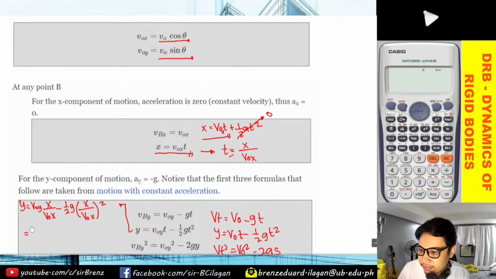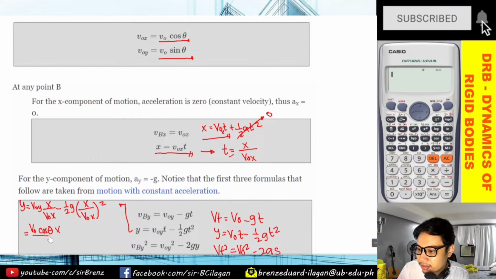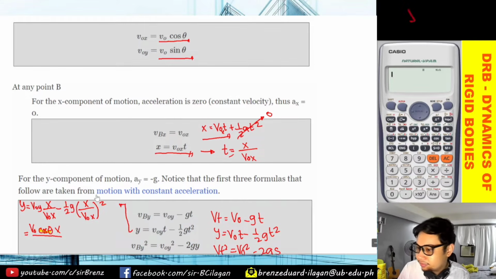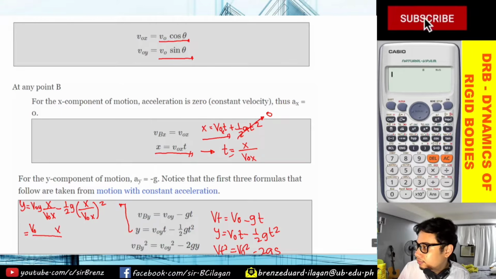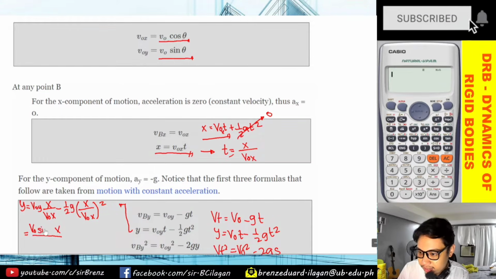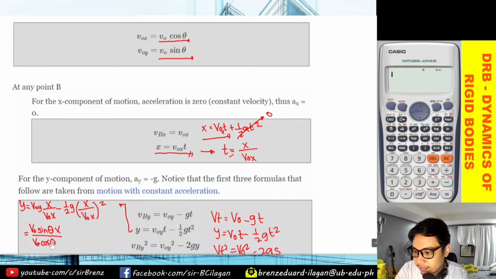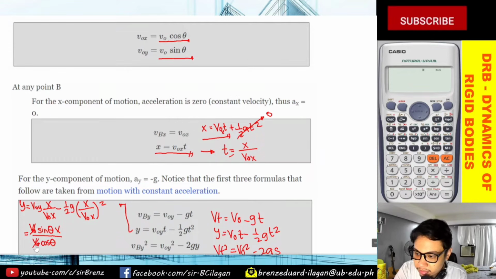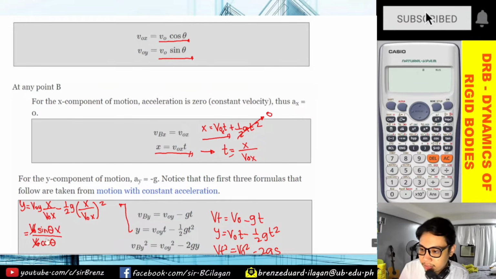Yung VOY magiging VO cosine theta, so multiply by x all over, VOY pala yung nasa ibabaw. So ito guys is magiging sine theta, and then yung ilalim, VOX, will be equals lang sa VO cosine theta. So I can cancel out these two terms. And then ito, di ba sine over cosine will be tangent? So pwede ko siyang palitan ng tangent theta.